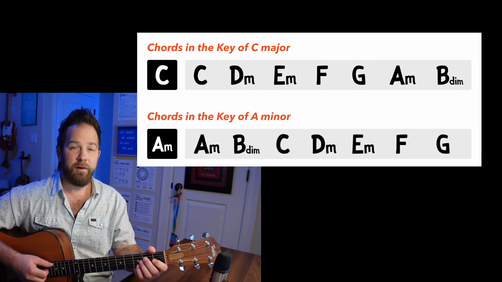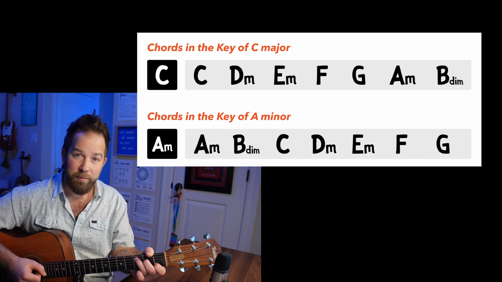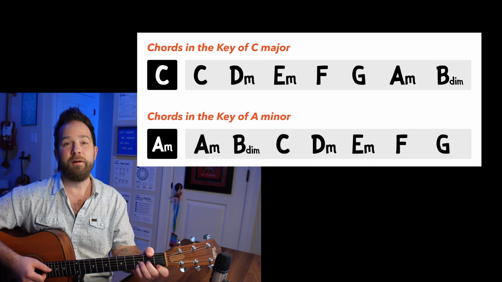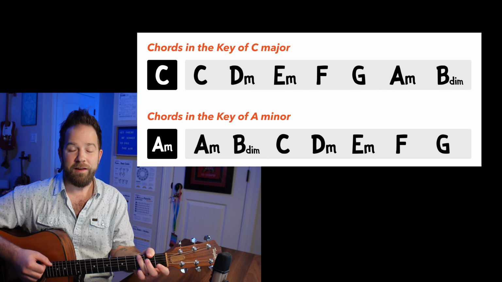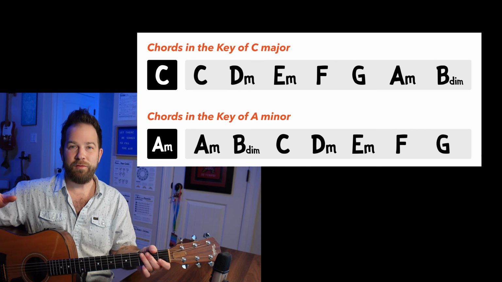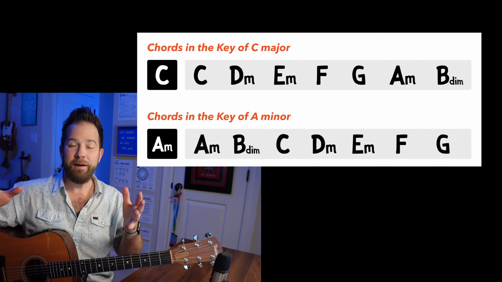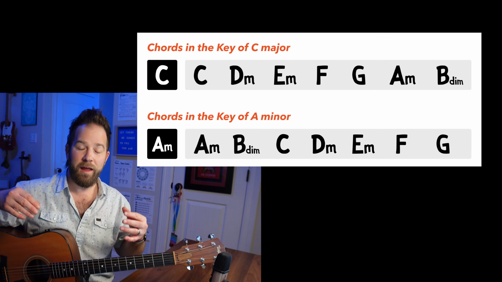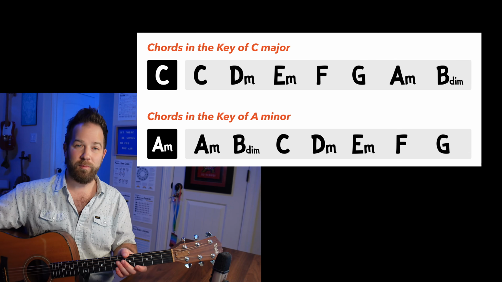The key of A minor has those exact same chords. Our A minor, our B diminished, our C major, right? Our D minor, our E minor, our F, our G. It's the same exact chords. The order is just different. And likewise, the A minor scale uses the same notes as the C major scale. It's just the starting point is different.